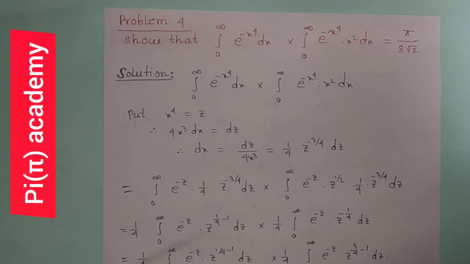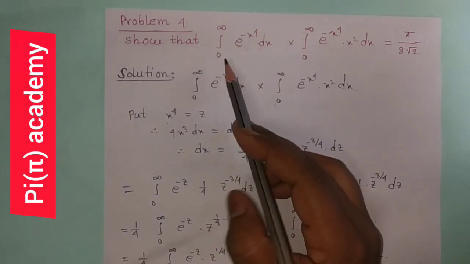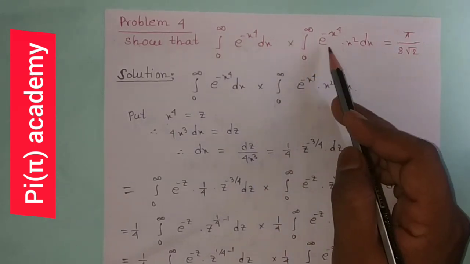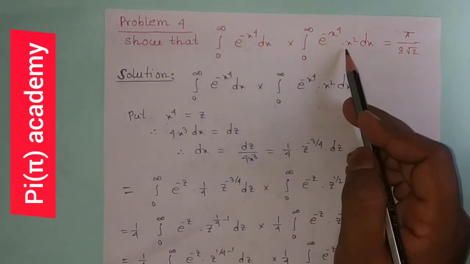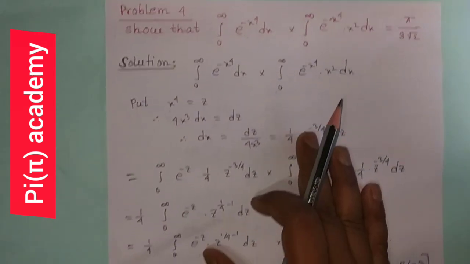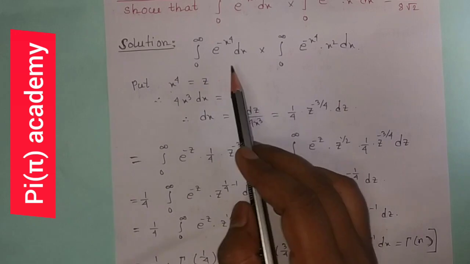Now problem number 4. Show that the integral from 0 to infinity of e to the power minus x to the power 4 dx, into the integral from 0 to infinity of e to the power minus x to the power 4 into x square dx, equals pi divided by 8 root 2. Now the left hand side is this.